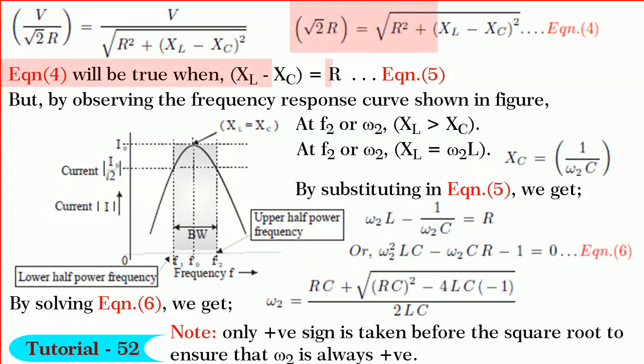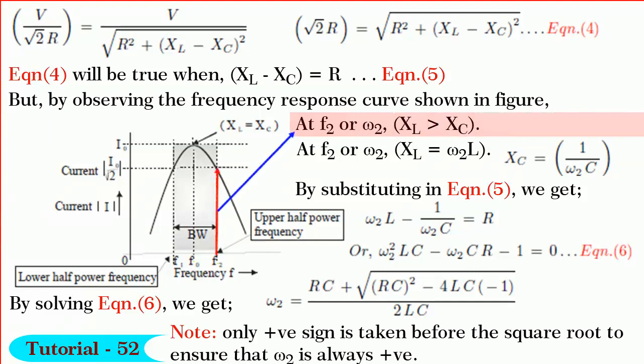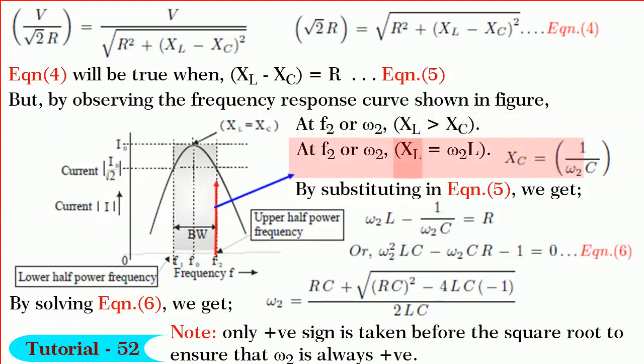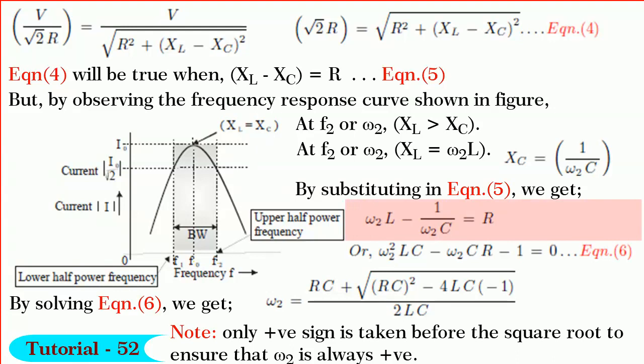Equation 4 will be true when XL minus XC is equal to R. But by observing the frequency response curve, we find that at f2 or omega 2, XL is greater than XC. So, at omega 2, XL is equal to omega 2 L and XC is equal to 1 divided by omega 2 C. By substituting the values in equation 5, we get omega 2 L minus 1 divided by omega 2 C is equal to R. By solving it, we get a quadratic equation in omega 2 as omega 2 square LC minus omega 2 CR minus 1 is equal to 0.